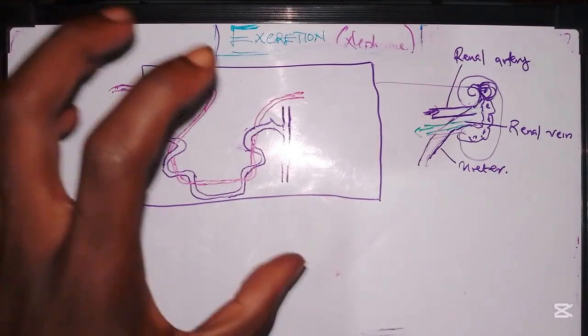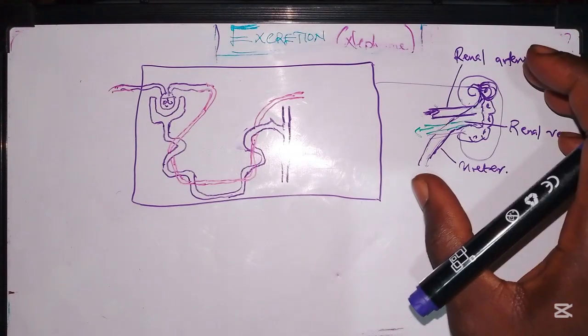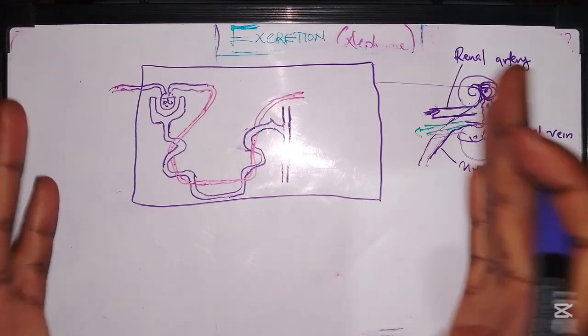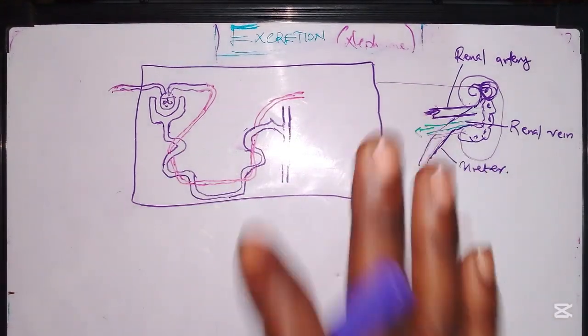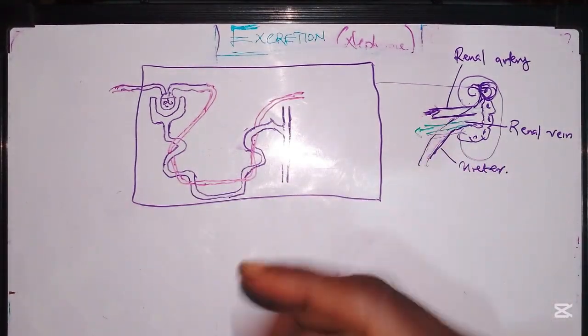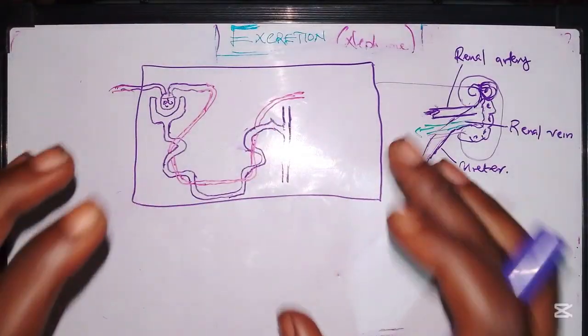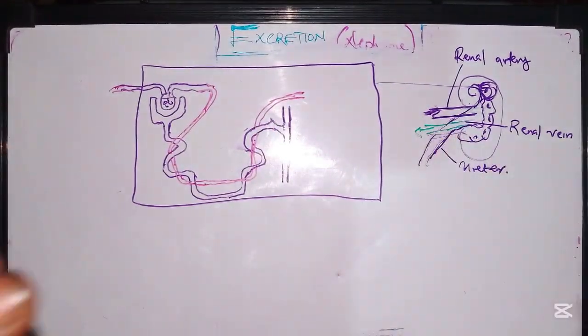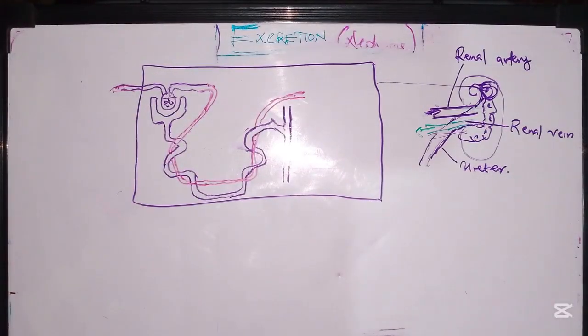This is now the diagram which represents an enlargement of the nephron. This is the structure which allows the kidney to perform its function. Now we are going to label its structure and understand how its structure contributes to the function.